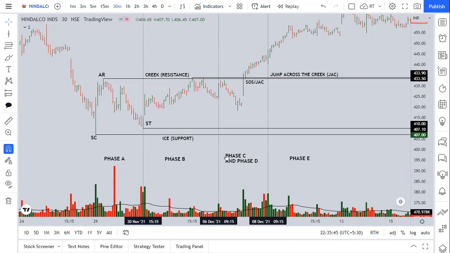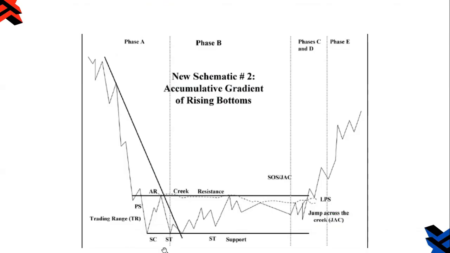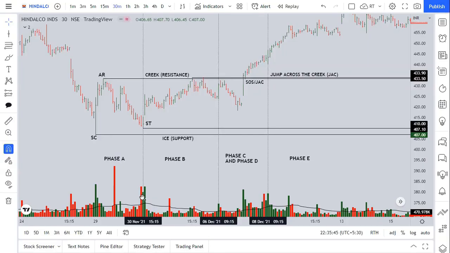Same thing has happened in Hindalco Industries. This is the Hindalco chart of the 30-minute time frame on the TradingView terminal. As you can see, same thing. You got a selling climax right here. Then an automatic rally, obviously, right here. Then the secondary test. They tested the selling climax level right here.